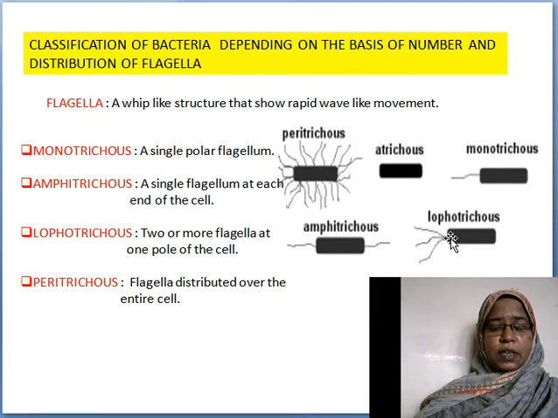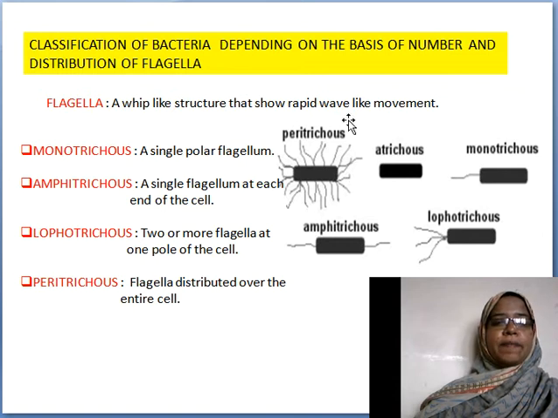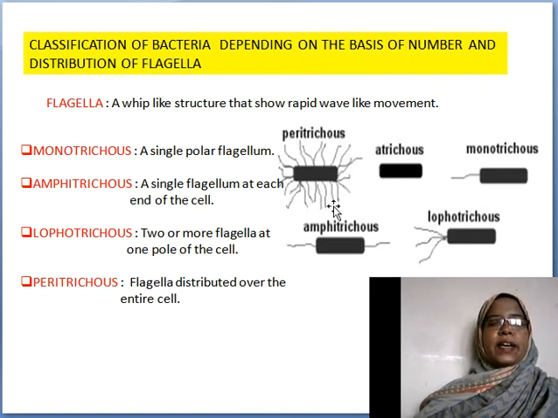If you have a tuft of flagella at one end of the bacteria, it is called lophotrichous. And if the flagella are all over the body of the bacteria, it is called peritrichous.